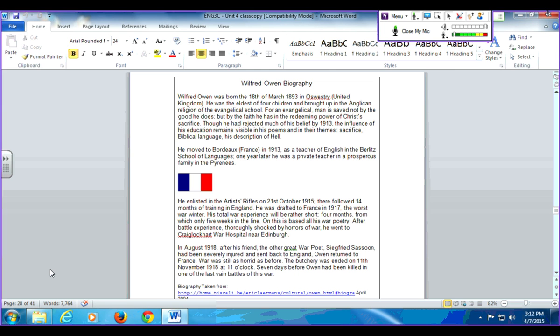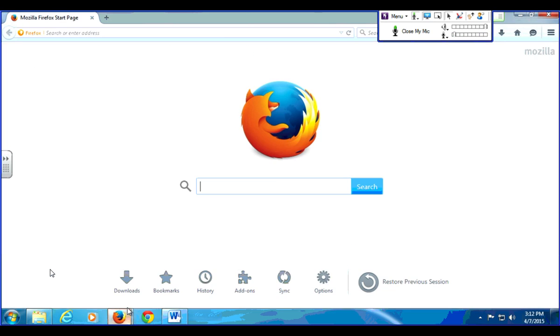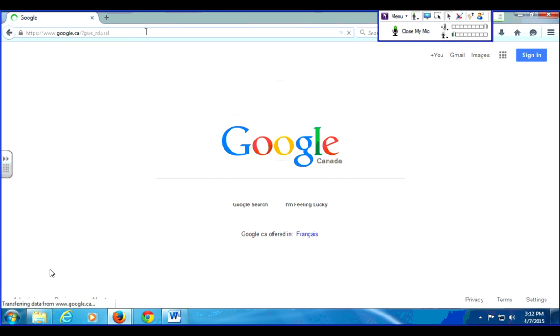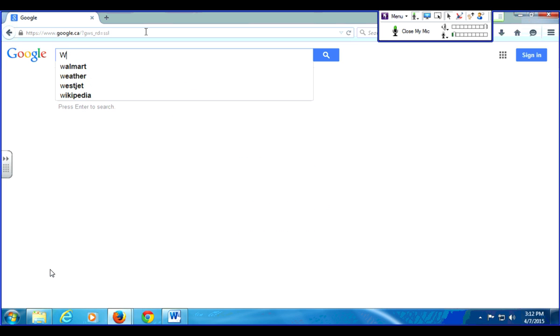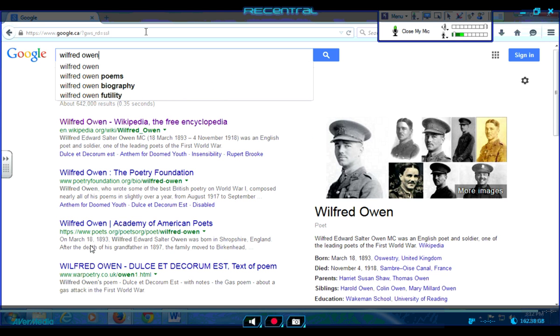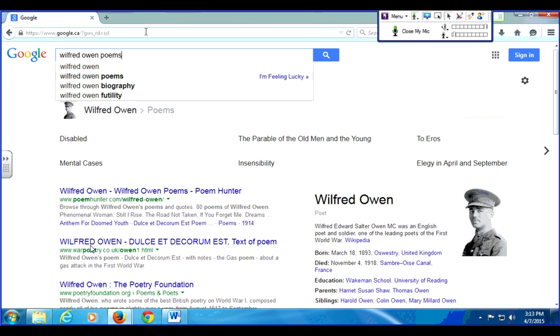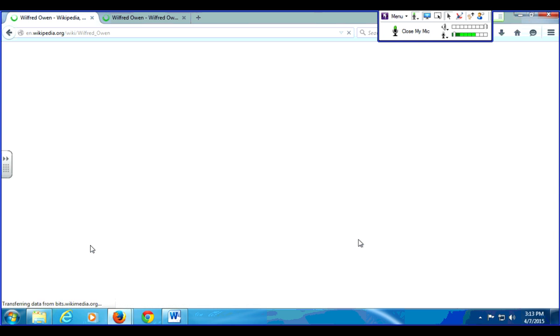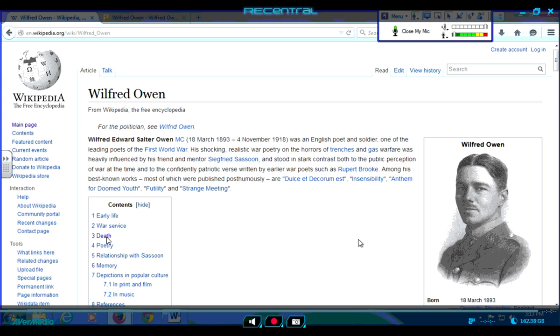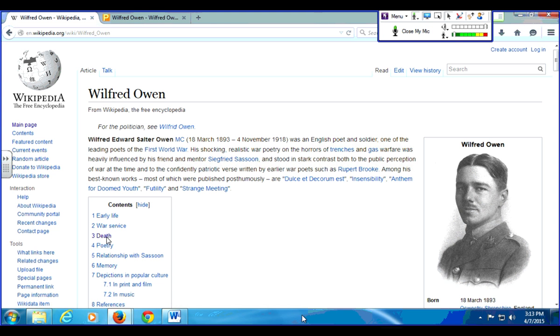So I want to show you a bit more of his writing. I'm going to go to Google, and we're just going to search Wilfred Owen poems. We'll find a lot here. As well, I'm going to open his Wikipedia page and see. So this is what he looked like.